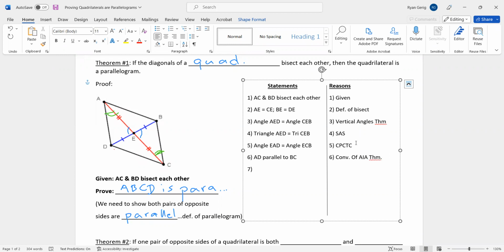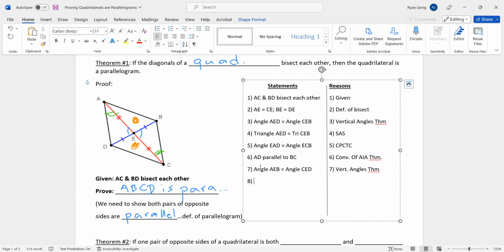Now that's only one set of parallel lines. I need both sets. The next few parts are actually pretty easy. It's basically the exact same proof from step 3 down to step 6. So instead of the triangle on the left and the triangle on the right, I'm going to look at this triangle and this triangle. So angle AEB is congruent to angle CED. Again, vertical angles theorem.